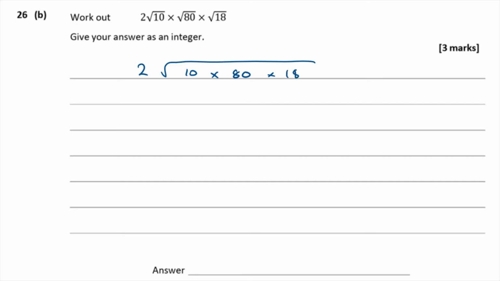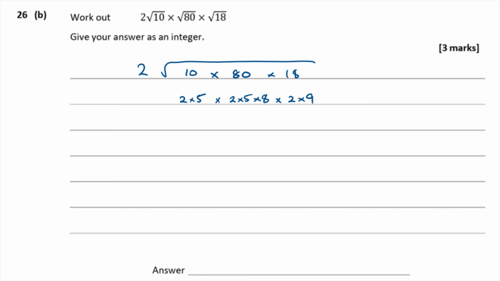I'm going to see if I can find ways of rewriting these numbers in terms of their factors, and see if I can pair up the factors to make squares. What I mean by that is 10 is 2 times 5, isn't it? So I could rewrite 10 as 2 times 5, and I could rewrite 80 as 2 times 5 times 2 times 5 is 10 times 8 then, couldn't I? And then I can write 18 as 2 times 9.